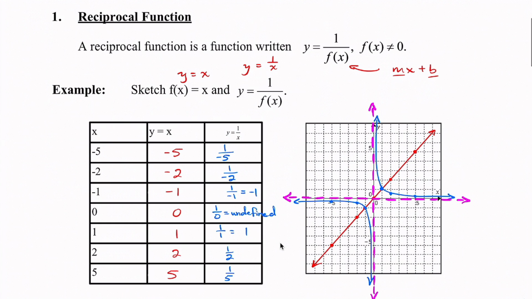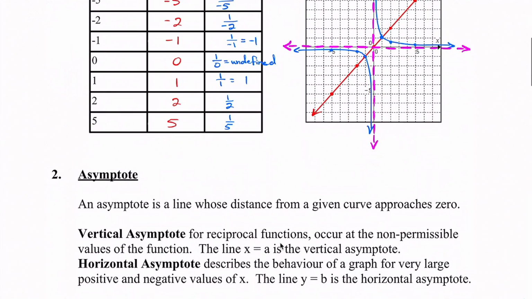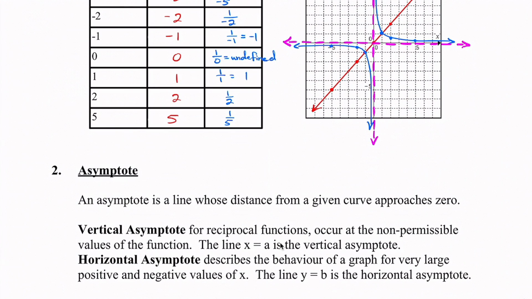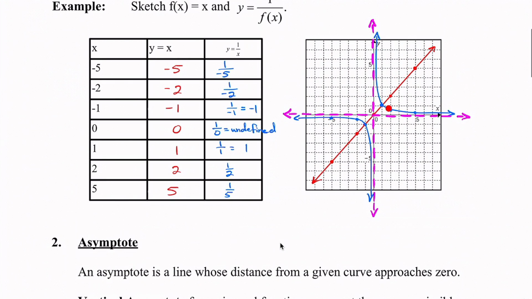So next we're actually going to look at our asymptotes. It says an asymptote is a line whose distance from a given curve approaches 0. So we can see with this blue line, it gets really, really close to this pinkish line here, but it never actually crosses it. So it approaches a distance of 0. It gets very, very close.